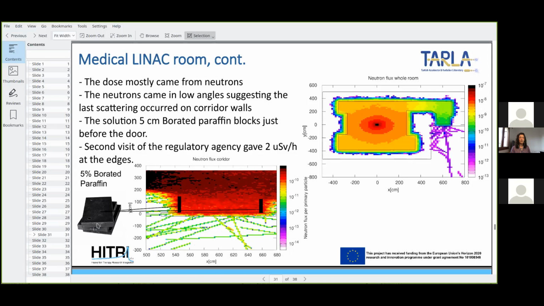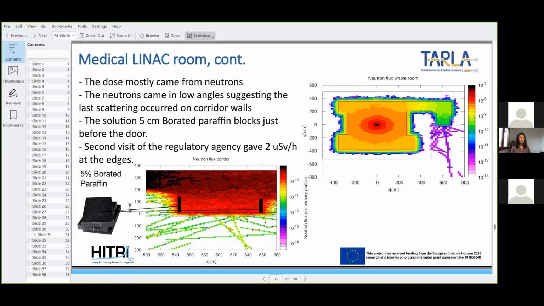So my proposal was then to add just some paraffin, about 5 centimeters of paraffin, to the sides of the very last 5 centimeters of the labyrinth corridor. And this is a little bit special paraffin, with 5% boron, so borated paraffin. And once we did that, the dose rate dropped even at the corners to 2 microsieverts per hour, and the regulatory agency was satisfied and gave us the license.